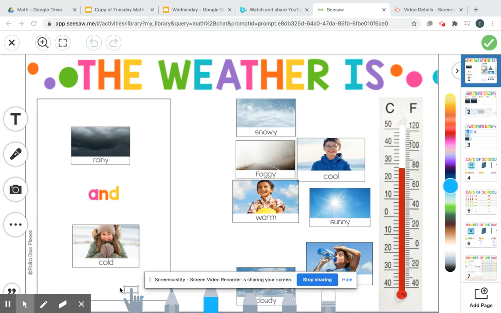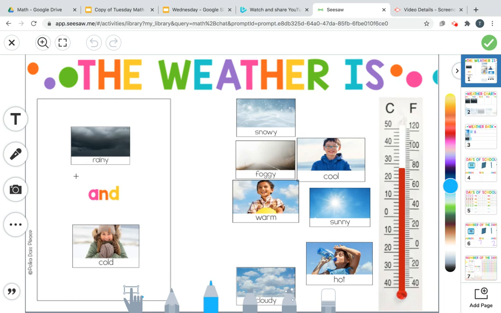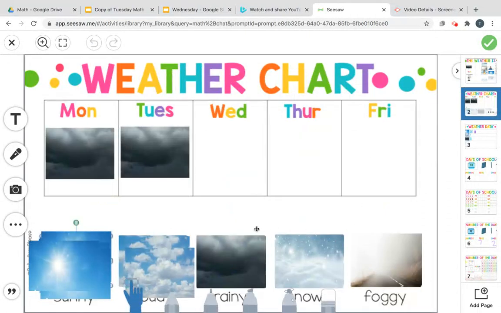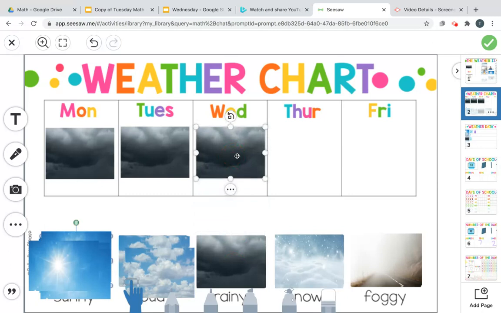Okay guys, let's do our weather. Okay, so today it's still rainy and cold. And remember, I do this a week early, so we'll check it out. Rainy and cold. All right.